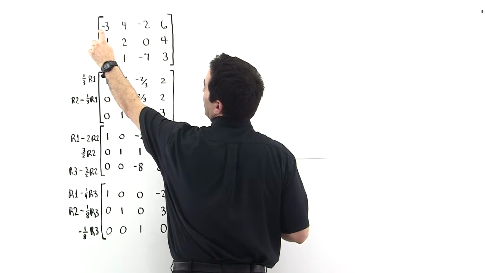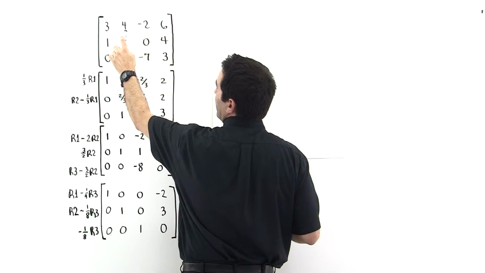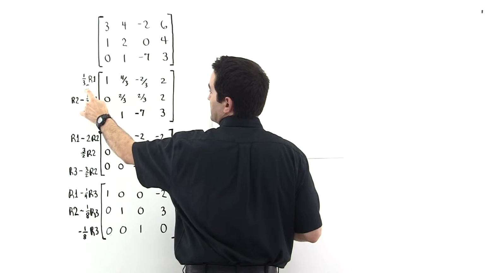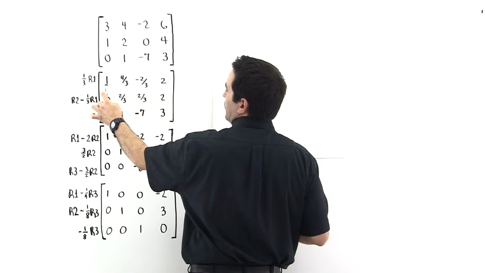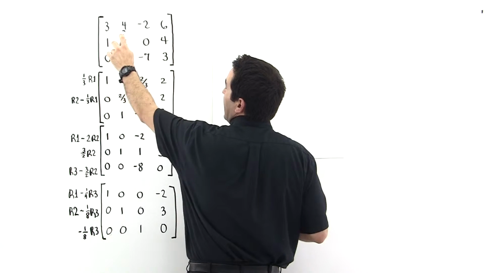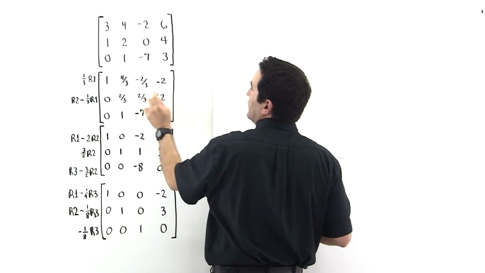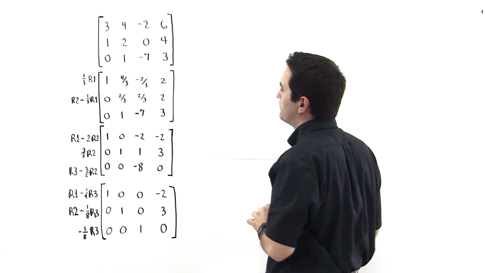Well, that's 1/3 times this entry gives this entry. But we need to do it for every single entry for the whole row. 1/3 times R1. So then we get a 1 here. 1/3 times 3 is 1, so we get the 1 that we want. And then 4 times 1/3 is 4/3. Negative 2 times 1/3, negative 2/3. And then 1/3 times 6 is 2. Okay?